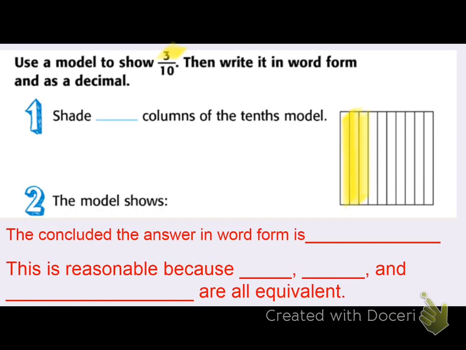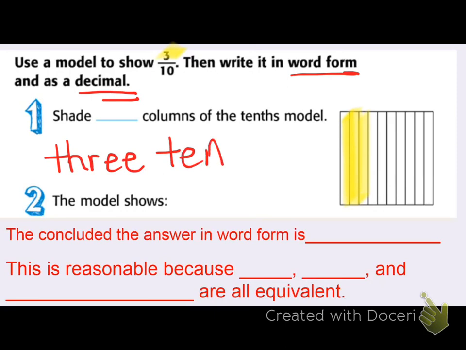Now that I've shaded 3/10, I can move on to step 2, which is writing that decimal or fraction. Well, it's asking me here to use a decimal and to write it in word form. From lesson 1, we know that word form only uses words. We can't have any digits. So I would write 3 out of the 10 total in the model. And then if I'm going to write it as a decimal, I'm going to put a 3 in the tenths place because I have shaded 3/10.